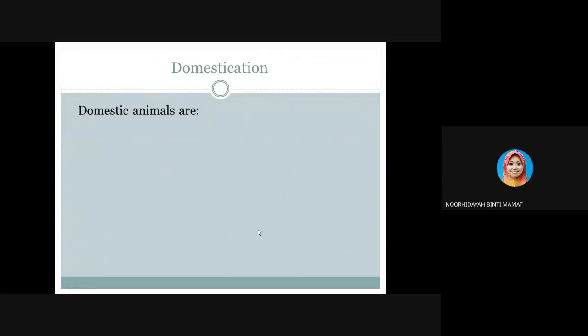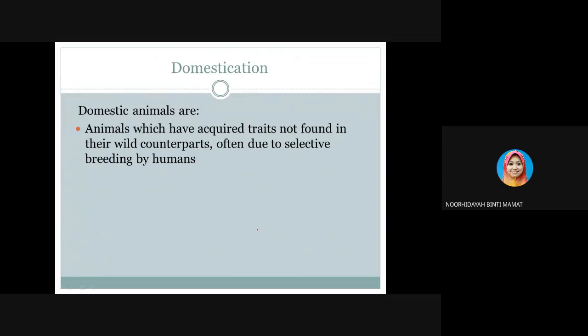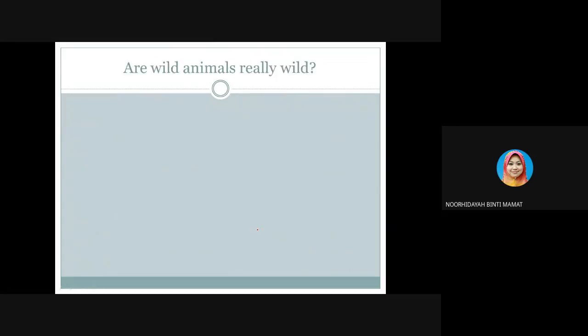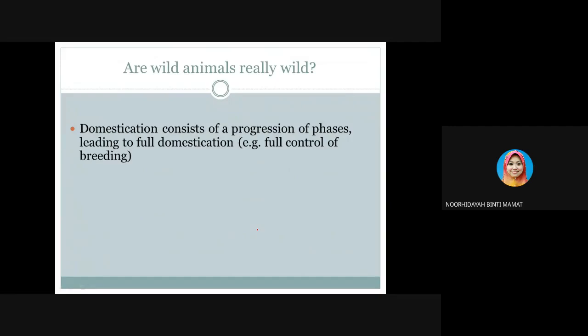Domestic animals are animals which have acquired traits not found in their wild counterparts, often due to selective breeding by humans. Domestic animals are kept by humans for a clear purpose, and depend at least partly on human input for their survival. And are wild animals really wild? So there is a question: are wild animals really wild?